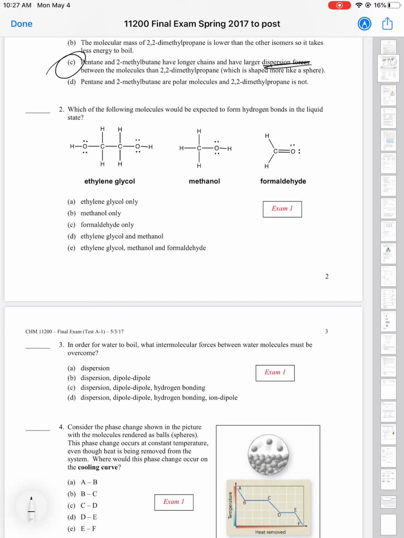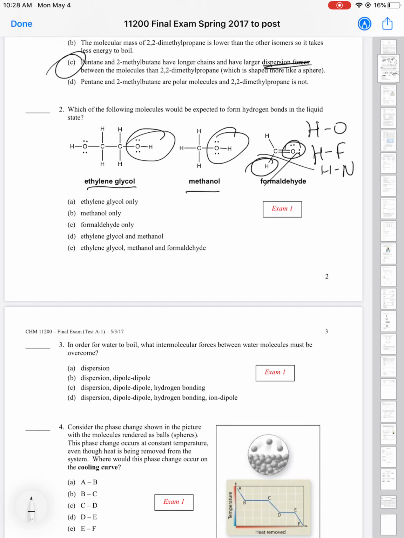Which of the following molecules would be expected to form hydrogen bonds? Remember, a hydrogen bond is HO, HF, and HN, I believe. And it has to be hydrogen bonded to one of those elements. So we have an OH here and an OH here. Now, could we make a hydrogen bond between this H and an O? That doesn't work. So we'll say ethylene glycol and methanol.